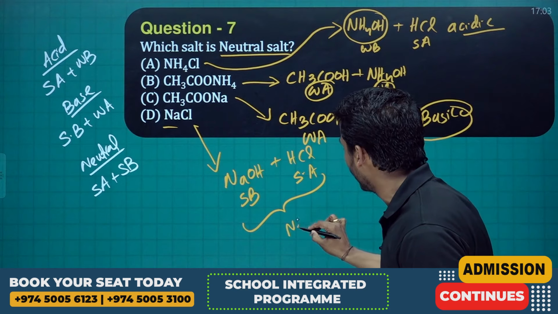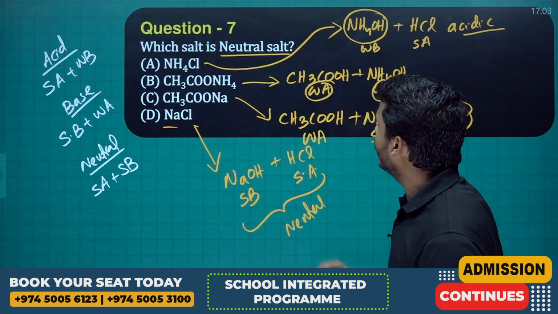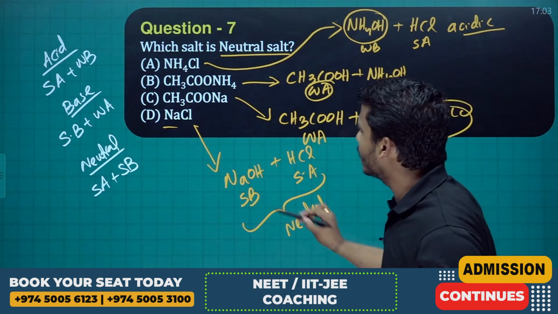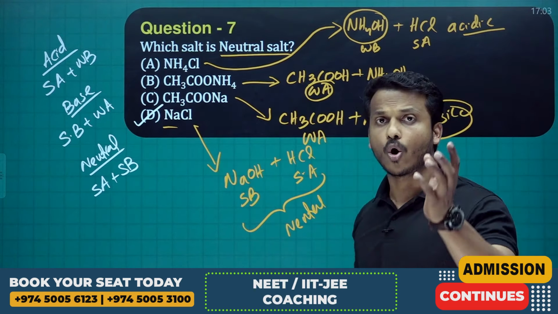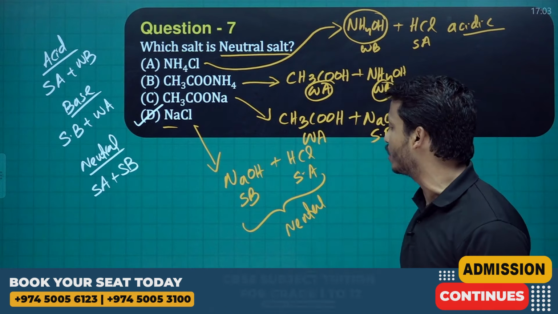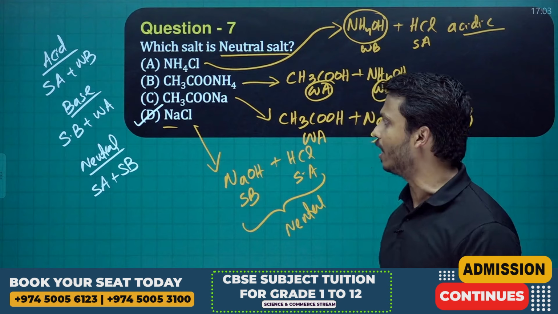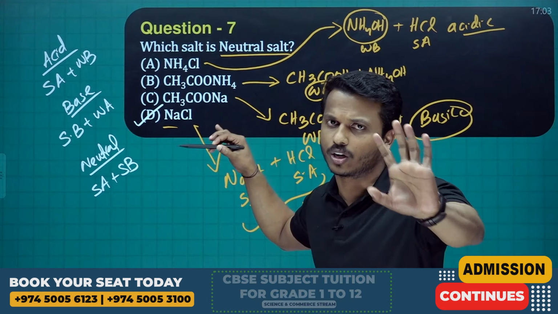We will get a neutral one. Yes, so even this also there is a chance. So let me go for the correct answer, that is option D. Strong acid and strong base leads to what? Neutral one. Basically weak acid and weak bases also can give. So actually two options come here.